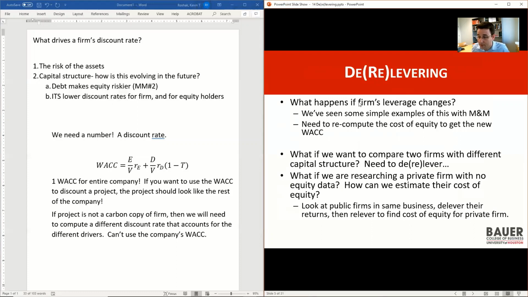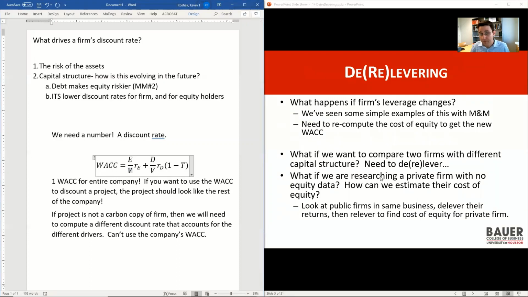So if the firm's capital structure changes, then you need to change the WACC. Lots of things are going to change. The discount rate on the equity is going to change, for example, because of Modigliani-Miller 2, but also the ratios in the WACC are going to change. So we have to recompute everything.